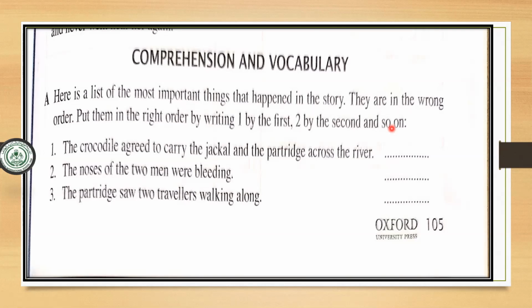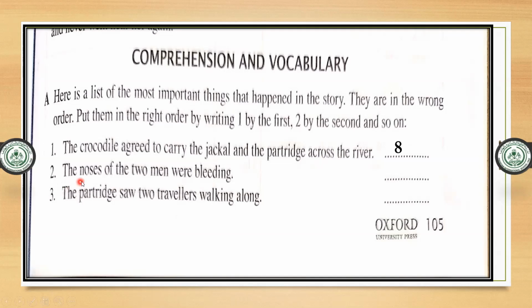We have a total of 10 sentences on page number 105 and on 106 as well. One is done for us on page number 106. So let's start. First sentence: the crocodile agreed to carry the jackal and the partridge across the river. Which number does it have? Definitely it happened in the middle or near the last. So we will say this is number 8.